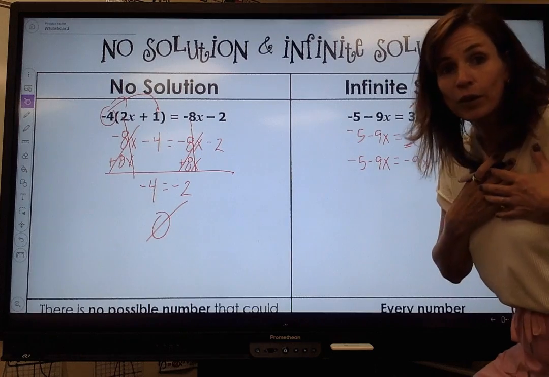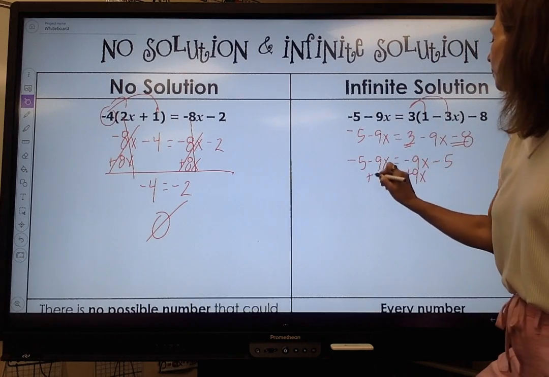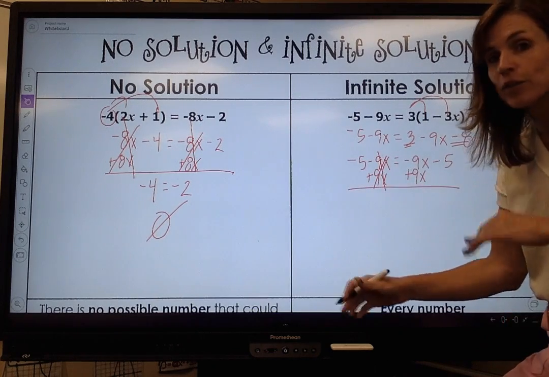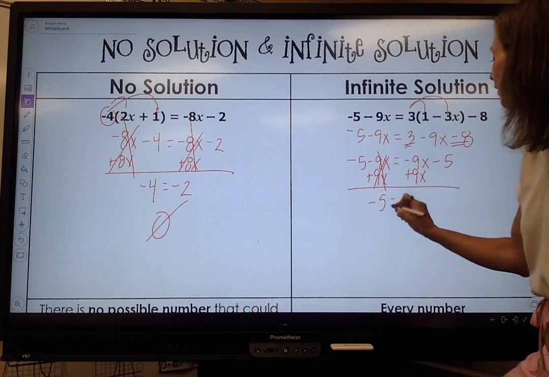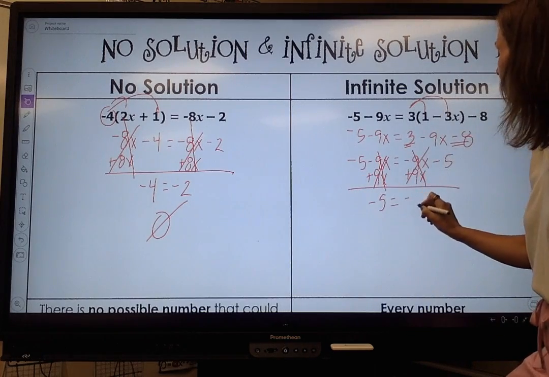Now, I get my variables on the left-hand side, so I'm going to add 9x to both sides. And look what happens. That guy is gone. Additive inverse, he cancels out. I have a negative 5 left. Over here, additive inverse, it cancels out. I have a negative 5 left.